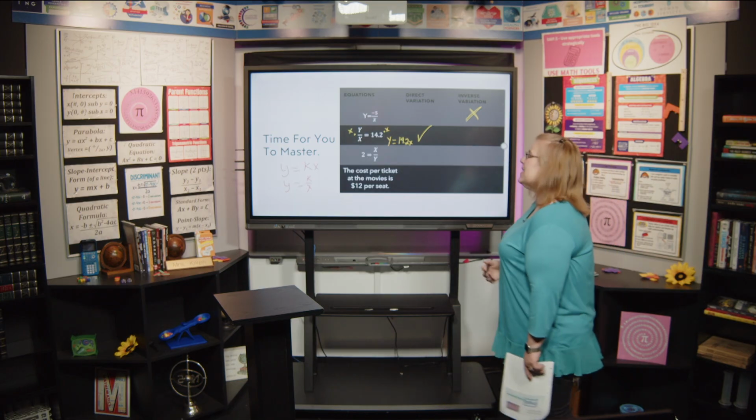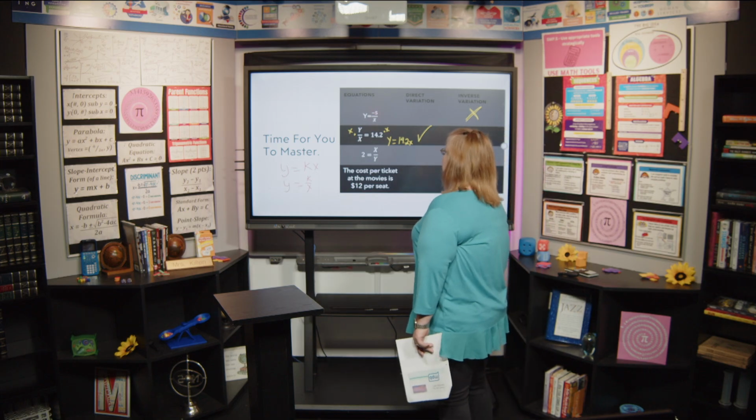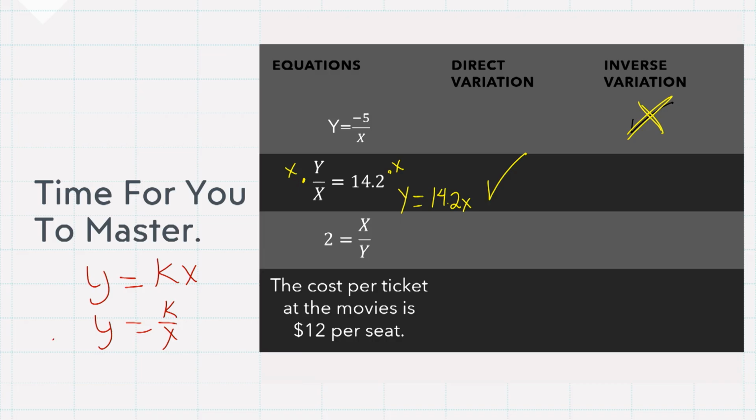Now, let's look at the next one. Still need to get that y by itself. So what I'm going to do, there's multiple ways to do this. You can either multiply or divide, whichever way works for you. I'm going to multiply my y on both sides. So I have x equals 2y. Need to get that y by itself, so I'm going to divide by 2. y equals x over 2. When I have that y equals x over 2, I'm going to have that direct variation.